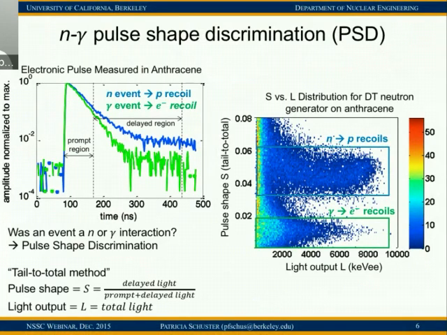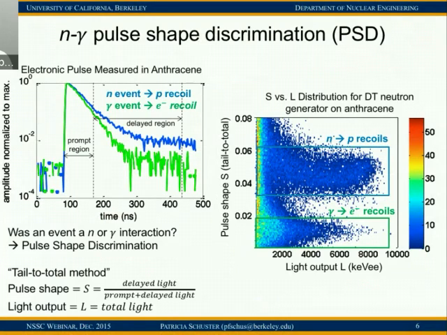And basically, the performance as a PSD detector depends on how well you can resolve the two distributions. If there's a really good separation between the two, then it's better. You can say with greater certainty, I know that this is a neutron. If the two distributions are closer together or they overlap, then you have less certainty in making that conclusion.